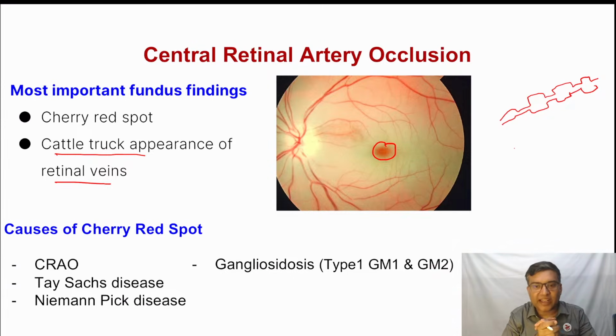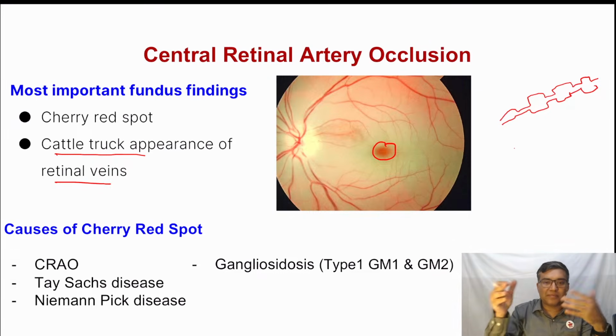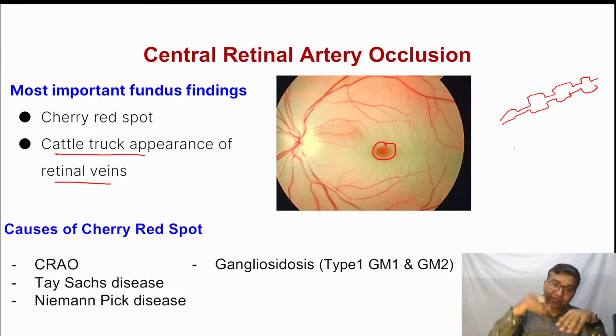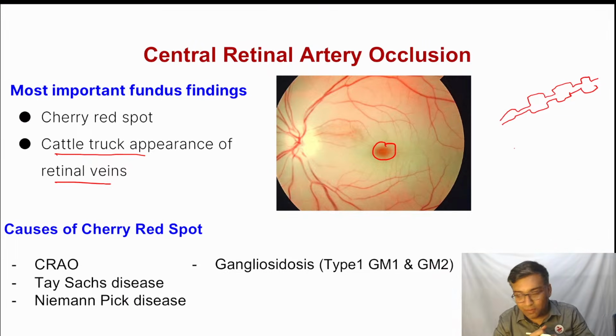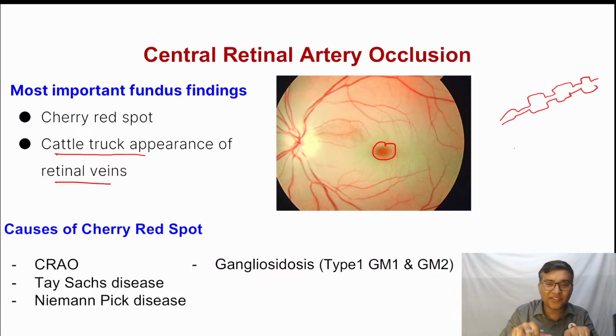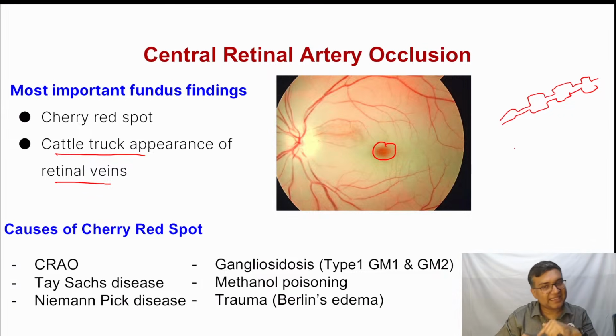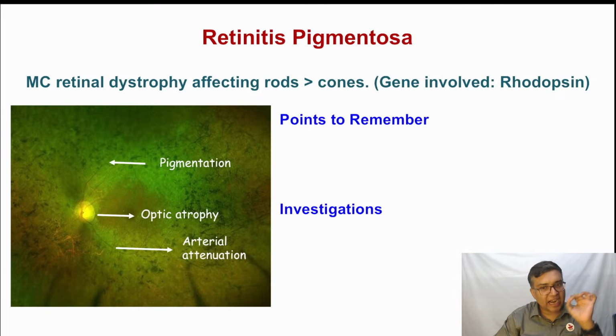So we had made a reel also like this, that if there is a person who is taking alcohol and there is a contamination by methanol, that patient can have blindness. Why is there blindness? Because of the methanol poisoning. So you give ethanol to the patient as an antidote. So methanol poisoning, and the patients who are having trauma. If the patient is having a retinal edema because of the trauma, that would also show you a cherry red spot. So trauma, Berlin's edema, is a cause of it.